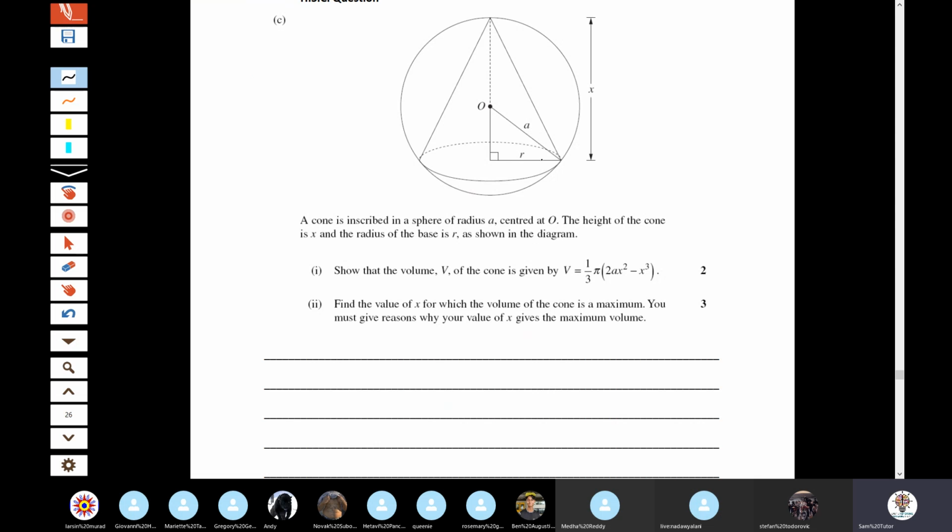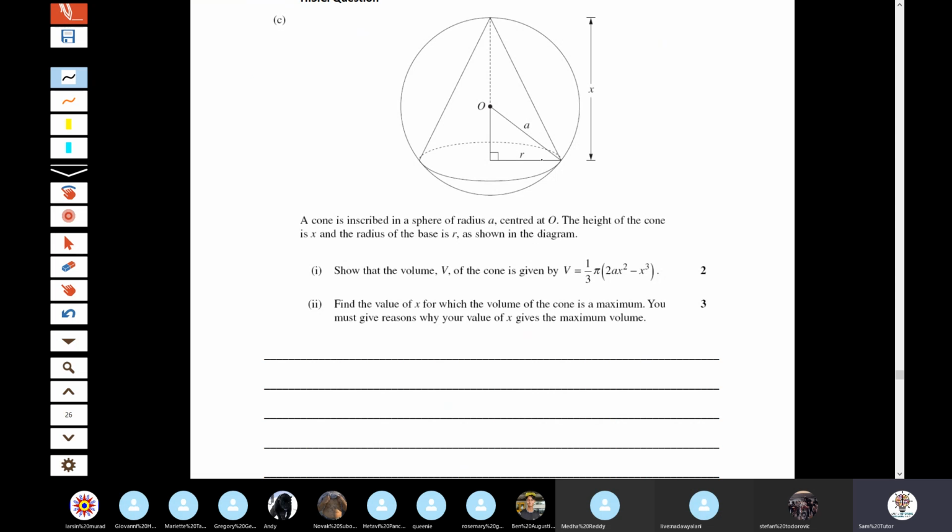See how I stopped? I stopped because I understood everything except at that point. And the radius of the base R is shown on the diagram. And then the question is going to show, it doesn't even give you time to do anything else. It says show V is this. I can't do part i, so I just jump straight away and do part ii.